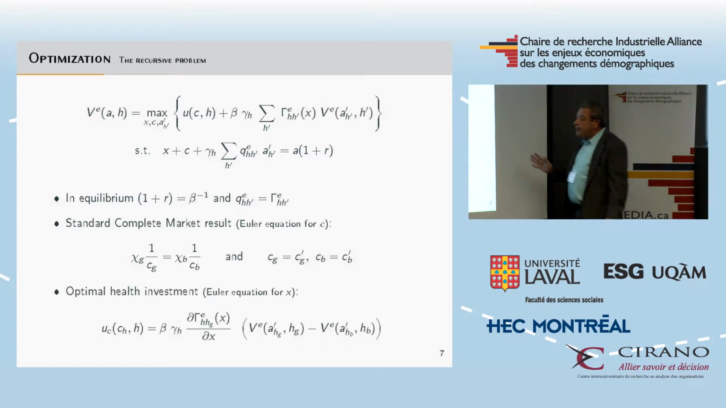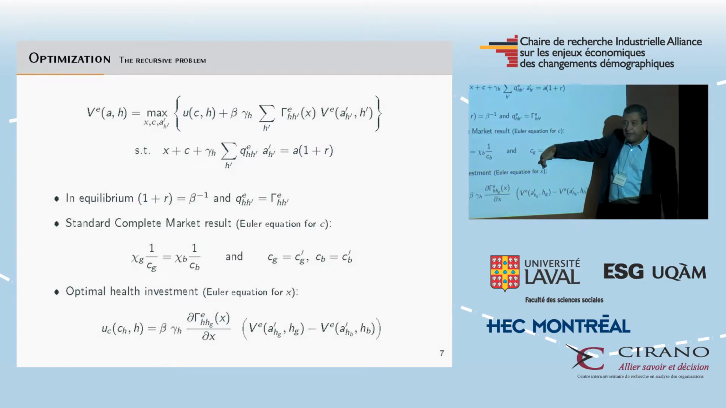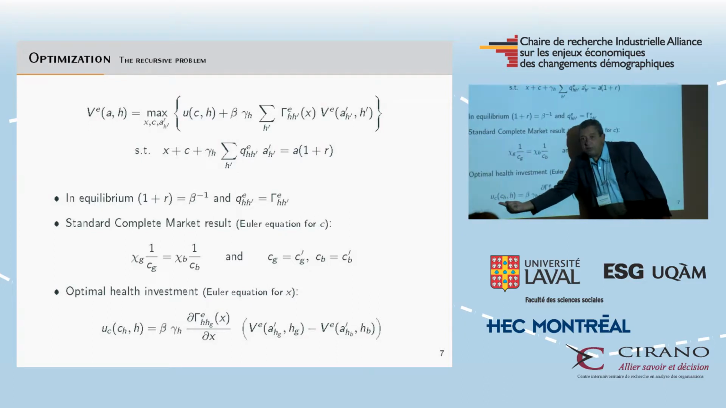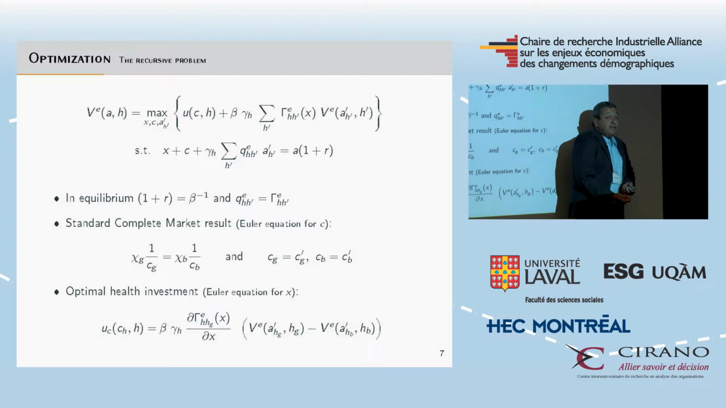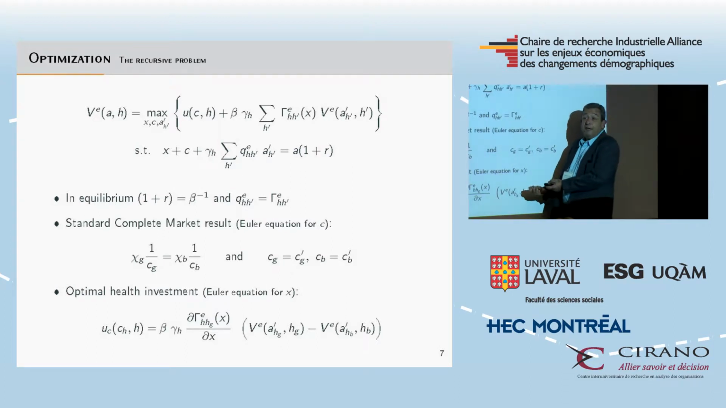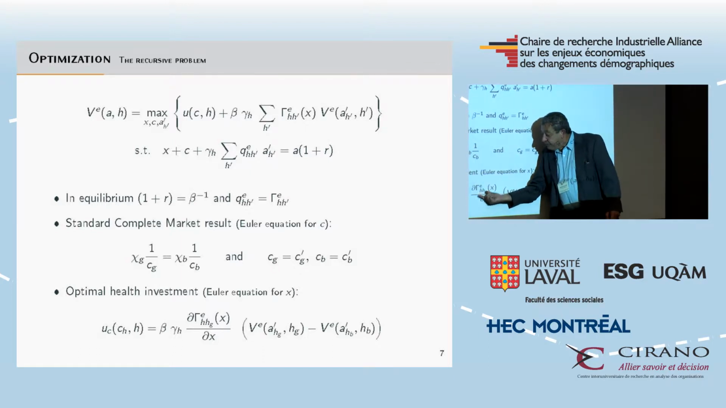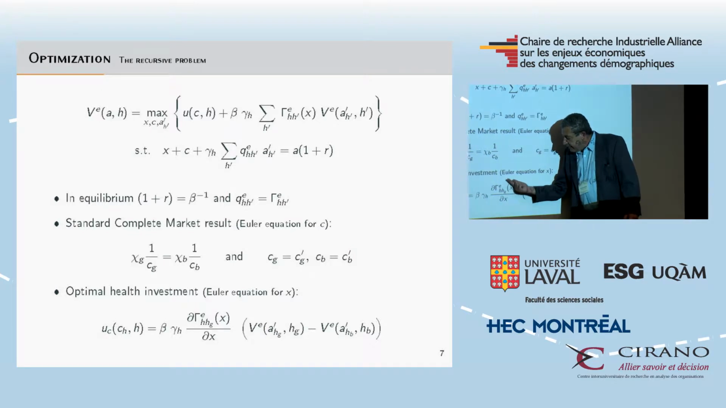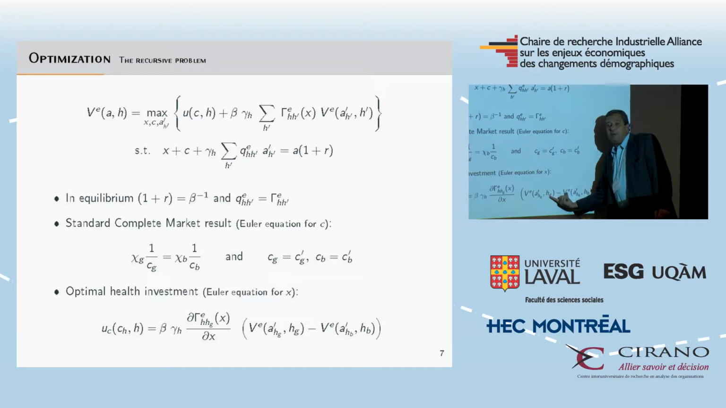Okay, and then the optimal health investment tells us something about how useful X is. It tells us the marginal utility of consumption, which is what you could do with the money if you eat it, has to be equal to what you do with the money if you spend it in healthcare. And what's that? That's the gain in survival and in health outcome of the residual value of being alive.